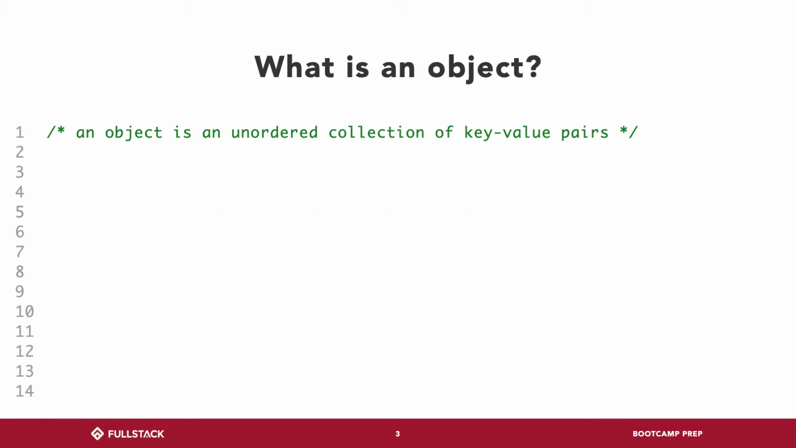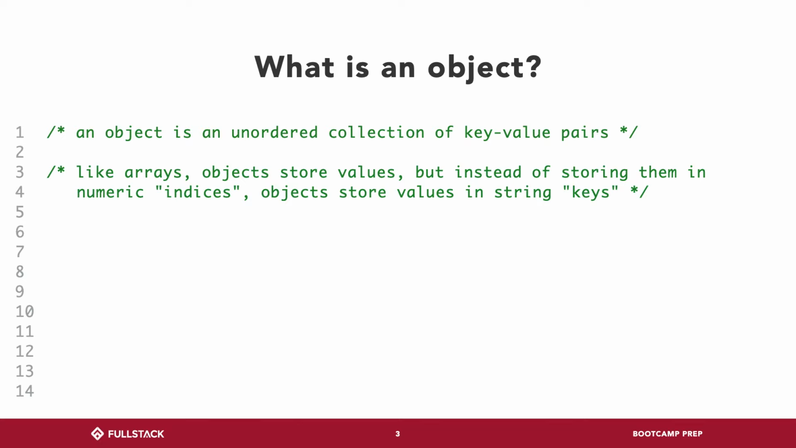So what is an object? An object is an unordered collection of key value pairs. Most languages have something like this. Like in Python, it's a dictionary, right? So like arrays, objects store values, but instead of storing them in numeric indices, objects store values in string keys, okay? You have the key, you get the value, right?